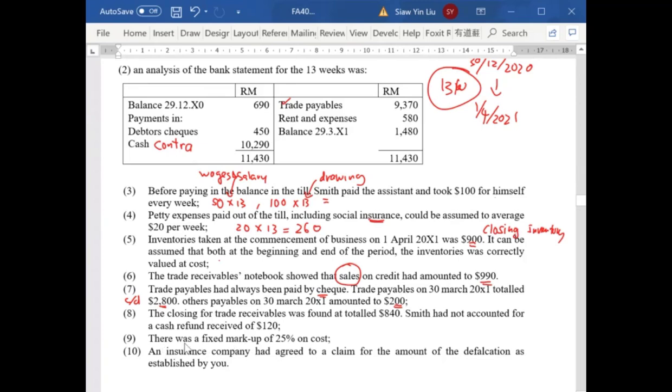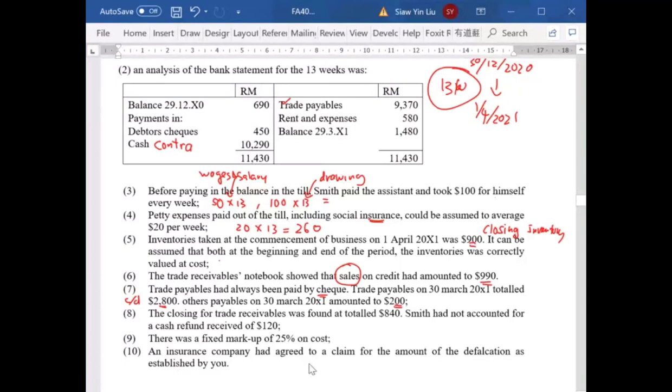Now here there was a fixed markup of 25% on cost. So all your sales will be at 25% markup on cost. It will be marked up by 25%. So this 990 is supposed to be 125% of cost.